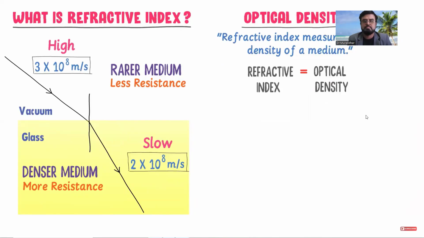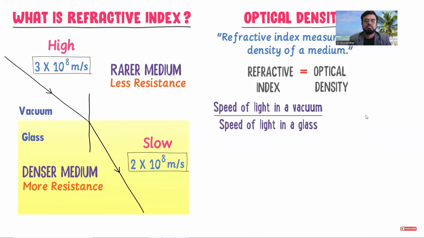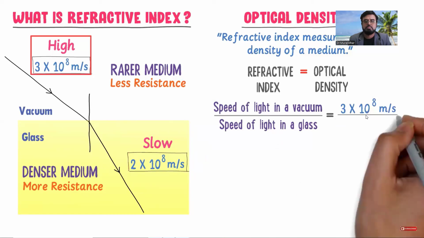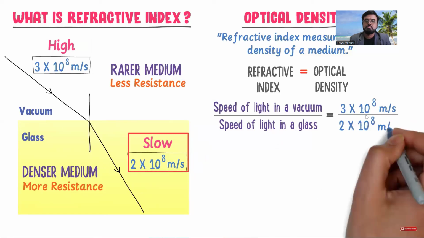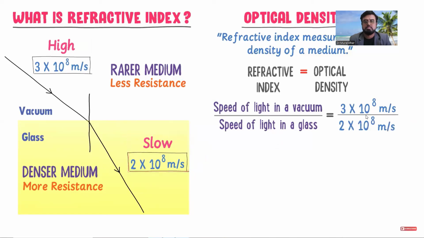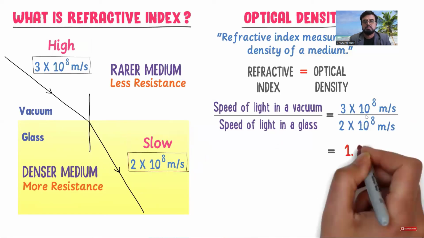For example, I am interested to find how much the speed of light slows down in glass with respect to vacuum. So I will find the ratio of the speed of light in a vacuum to the speed of light in a glass. We know that the speed of light in a vacuum is 3 into 10 to the power 8 meter per second, and the speed of light in a glass is 2 into 10 to the power 8 meter per second. After calculation, I get 1.5.